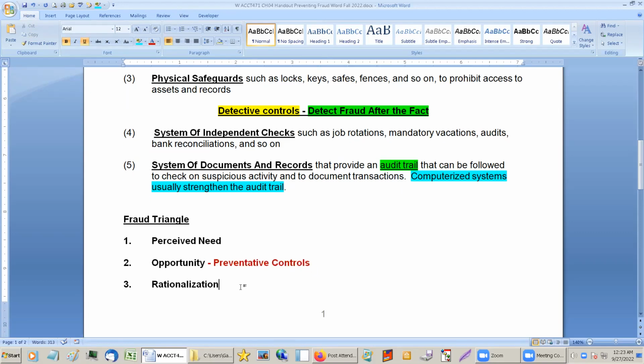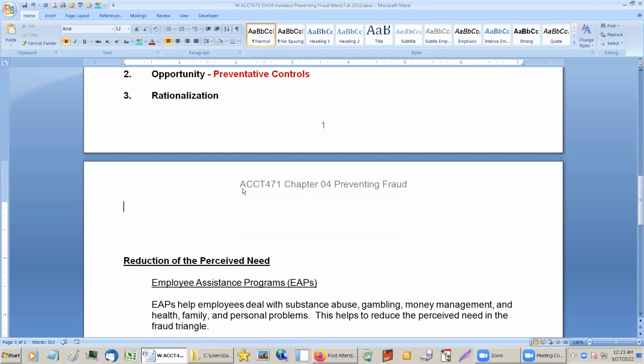And rationalization, some way that they can come to terms with what they've done, and that in some way it's okay. We talked about that before.